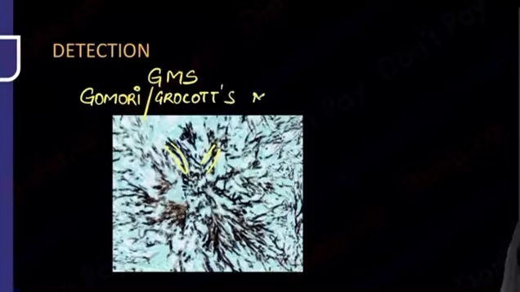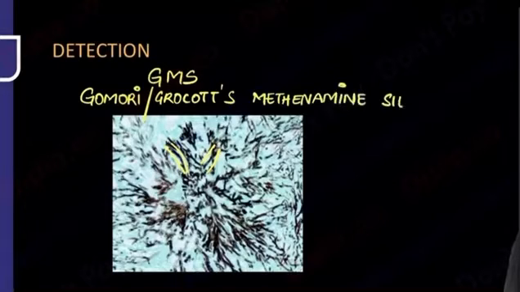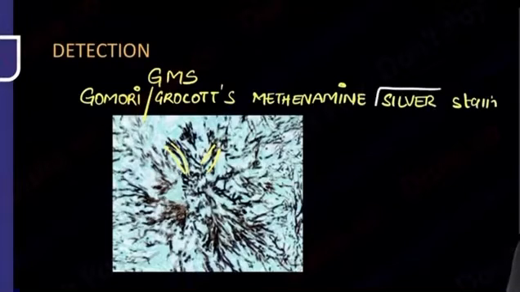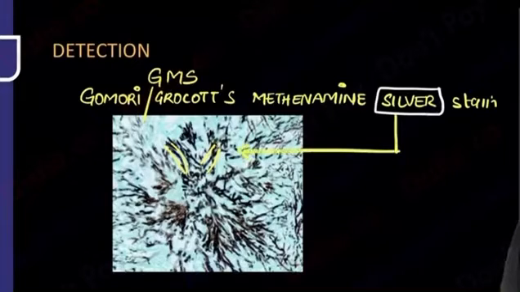This is known as Gomori or Grocott methenamine silver stain. Now I'm going to tell you, and I have told you multiple other times also in your path and microbiology lectures, that whenever the word silver comes up in a particular stain, the color that you are going to get is always going to be black. So that's a trick which will help you solve so many other things.